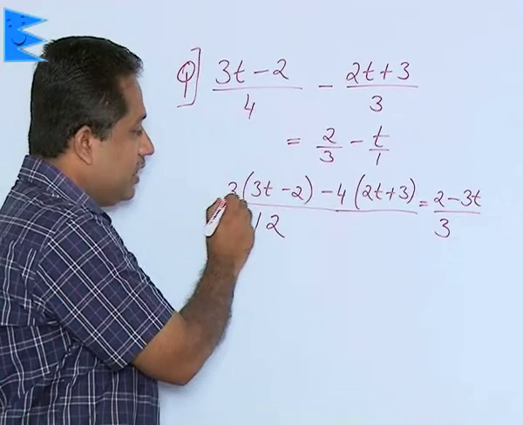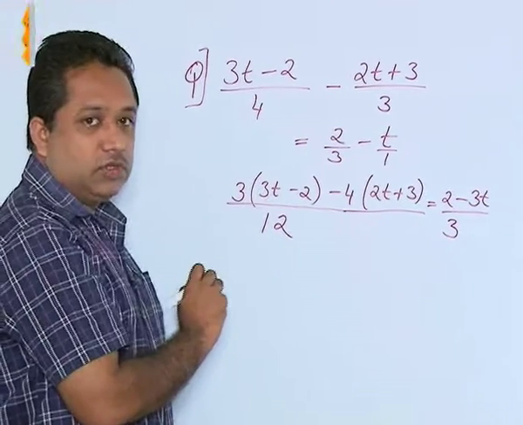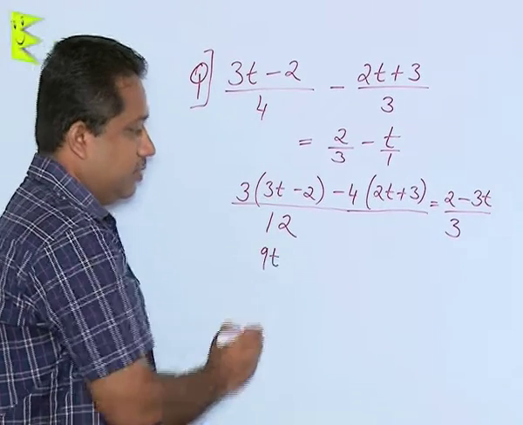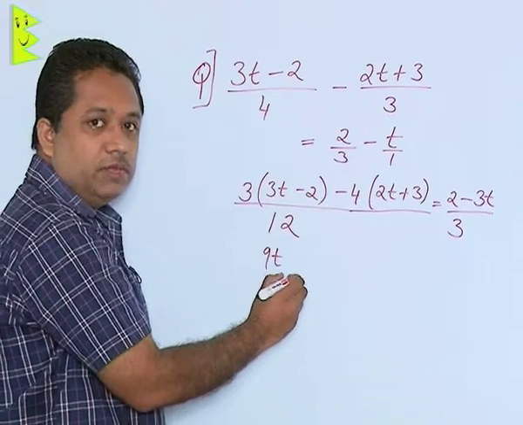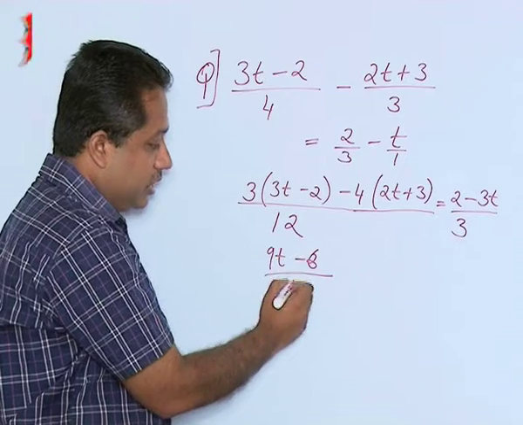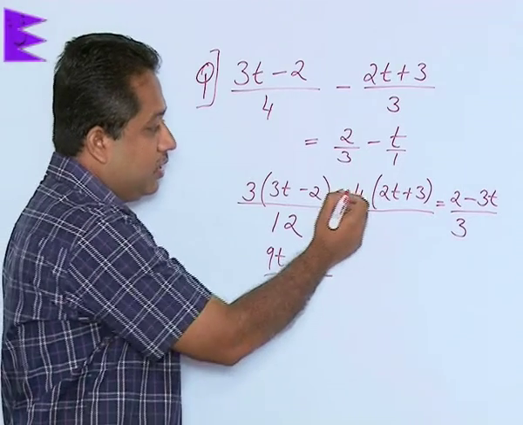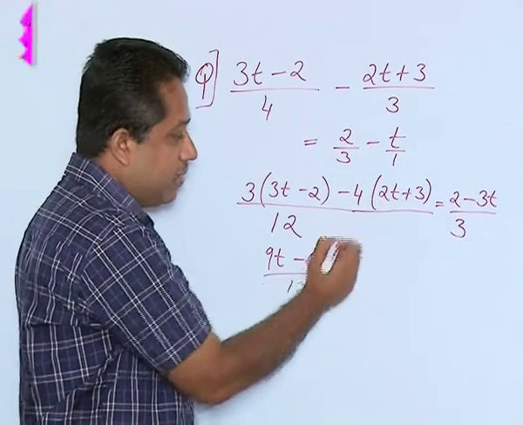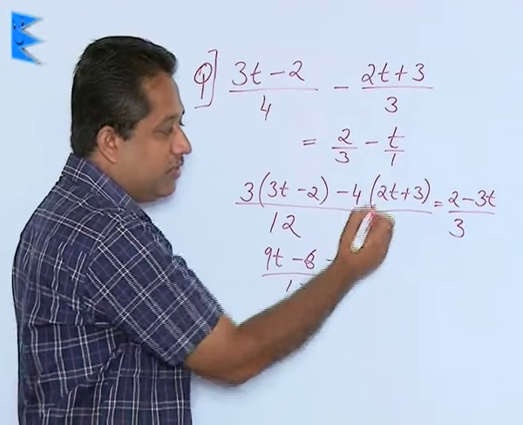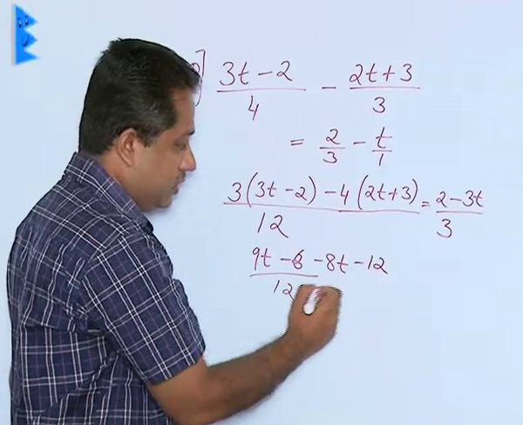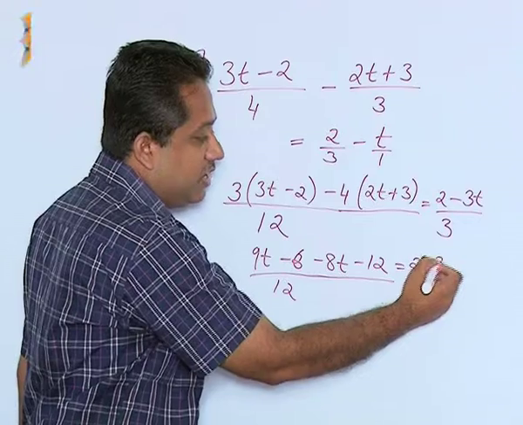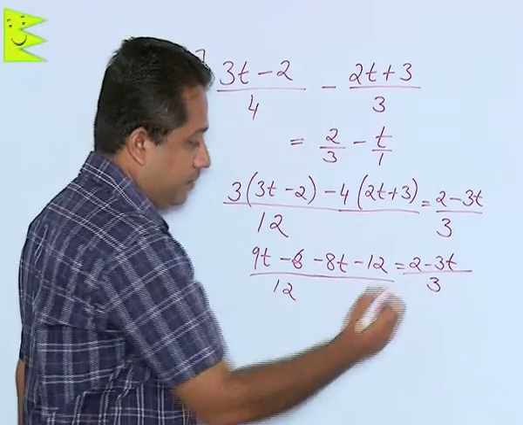When we open the brackets, we will have to multiply these two terms. So, 3 multiplied by 3t becomes 9t, 3 into minus 2 becomes minus 6, upon denominator 12, minus 4 into 2t becomes minus 8t, minus 4 into plus 3 becomes minus 12, and on the right side we are having (2 - 3t) upon 3.